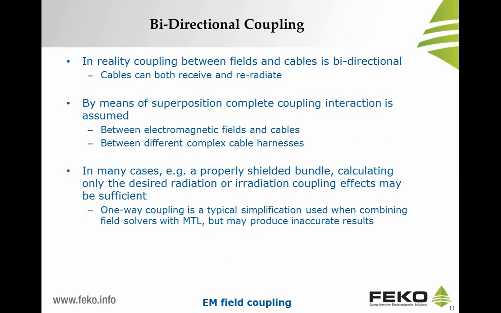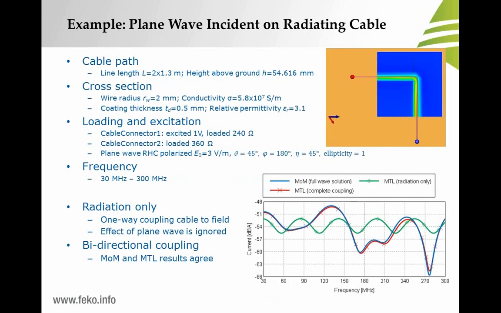In many instances, it may be appropriate or sufficient to only calculate the one-way coupling, and this is a typical simplification which is used in combination with field solvers and MTL. But in certain circumstances, it might actually produce inaccurate results. And for that reason, we will just look at a very simple example here to illustrate this fact.